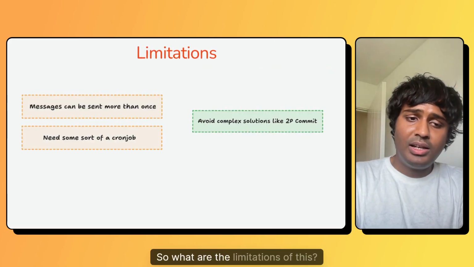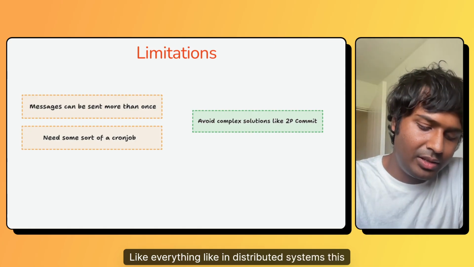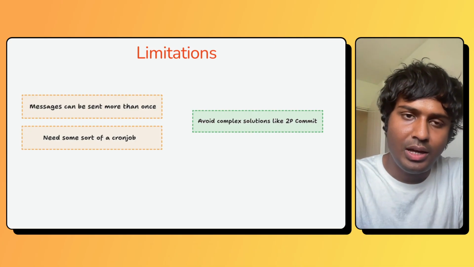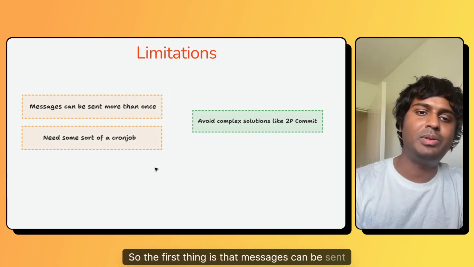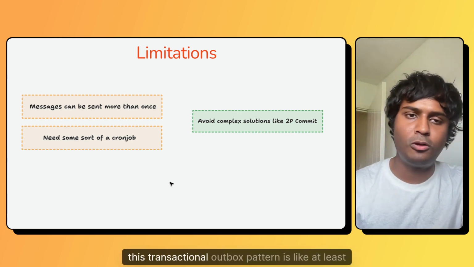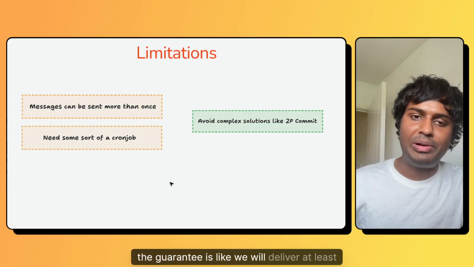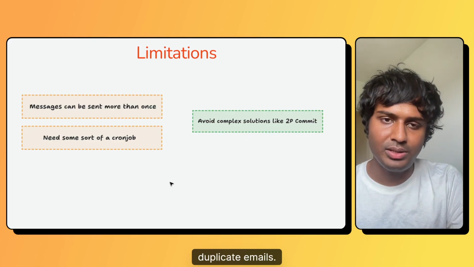So what are the limitations of this? Like everything in distributed systems, this also has a trade-off. Everything is a trade-off in software engineering and distributed systems, and in this case it's very obvious. The first thing is that messages can be sent more than once. The semantics for this transactional outbox pattern is at-least-once delivery. The guarantee is that we will deliver at least once, but on rare occasions we can send duplicate emails, right?